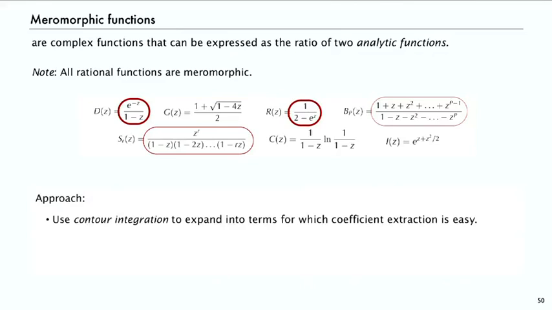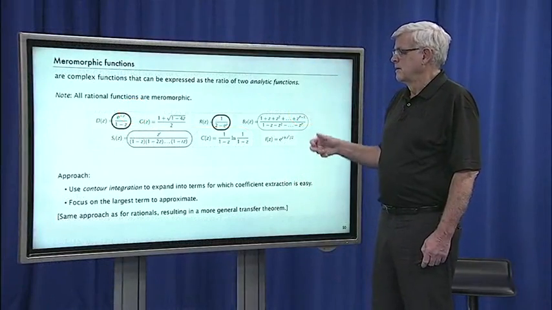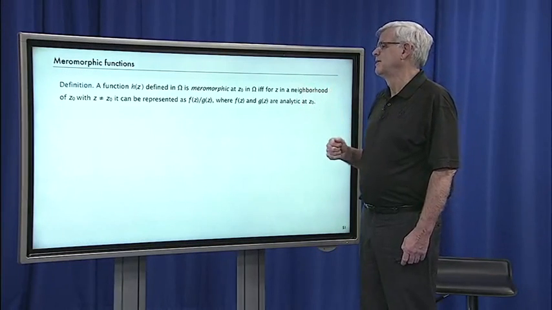Now our approach is going to be to make use of contour integration to expand the function into terms where we can get the coefficients and then focus on the largest term to approximate. This is the same approach as we used for rationals, but we're going to have a much more general transfer theorem. So first the definition.